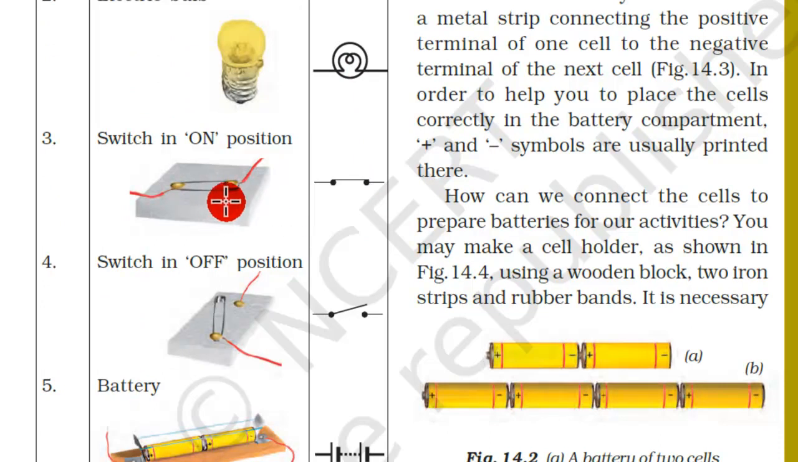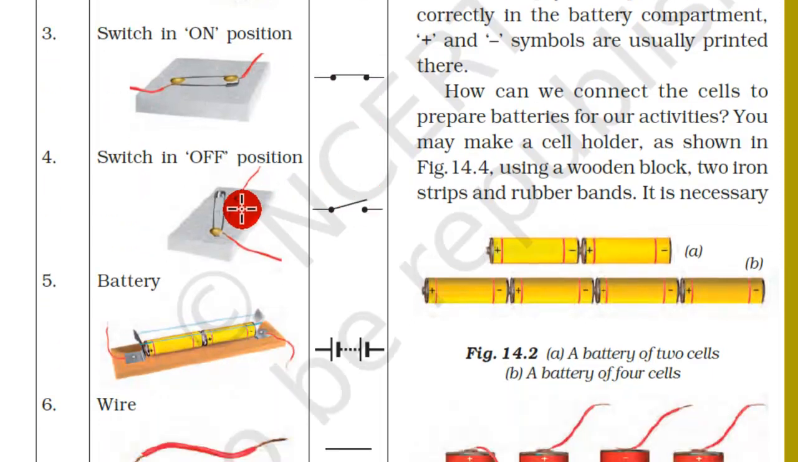This is the switch which is in on position. Here we will see two dots joining with a line which represents the on position, and this is the off position of the switch. Here there will be a gap between these two dots which represents the switch is in off position.